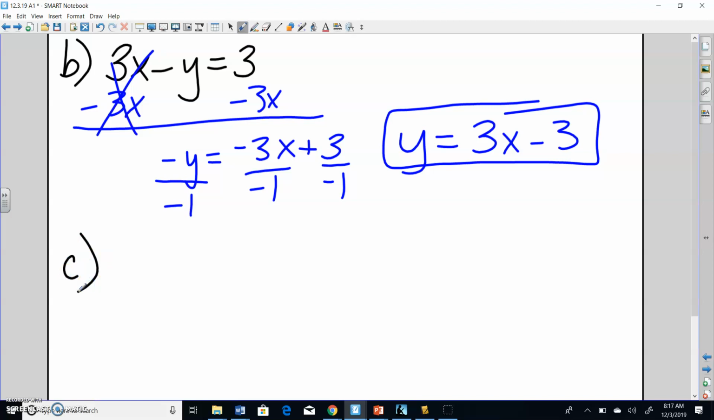Next one. 11x minus 4y equals a negative 24.